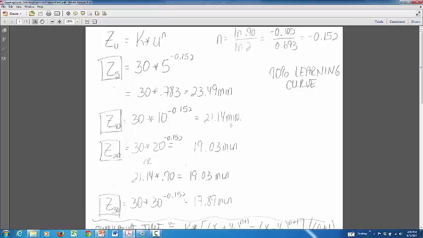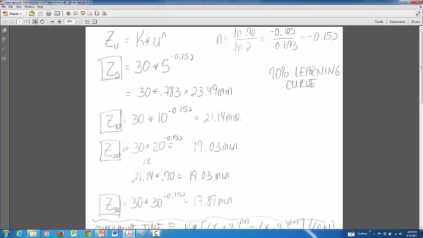What you'll find for the doubling effect is that every time we double the number of units, so from 5 to 10, from 10 to 20, we could figure it out using our formula, but the doubling effect says that the reduction between unit 5 and unit 10, because that's double, is going to be 90%. So 23.49 times 90% should also equal 21.14. That's the doubling effect. Let's show it with the 20th.